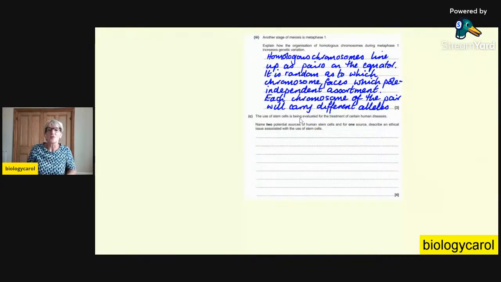Each chromosome of the pair will carry different alleles, because here I'm then thinking, what is it about homologous chromosomes that gives rise to this genetic variation? Because of course, the maternal chromosome might have the dominant allele of a particular gene on it, and the paternal chromosome might have the recessive allele. So notice that I haven't talked about independent segregation.